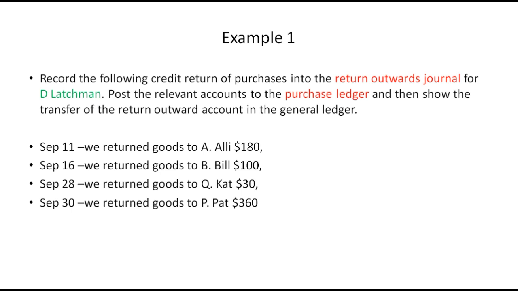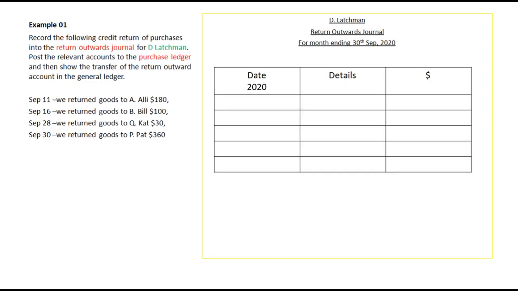Now we must look at what the question is asking us to do. It wants us to prepare a return outwards journal, and then we have to post it to the purchase ledger, and then we have to create a general ledger, and we are creating it for D. Latchman. So as with normal, we have to create our heading. We're creating it for D. Latchman, the return outwards journal for the month ending 30th September 2020.